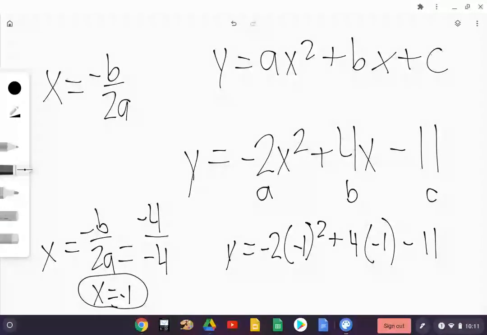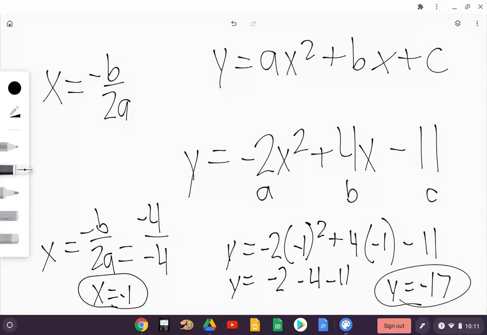So negative 1 squared is 1, times negative 2 would be negative 2. 4 times negative 1 would be negative 4, and negative 11. So in this case, y is equal to negative 17. So our vertex for this equation is negative 1, negative 17.